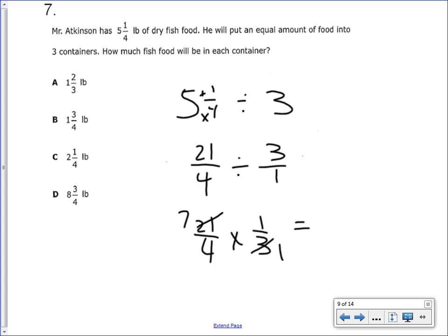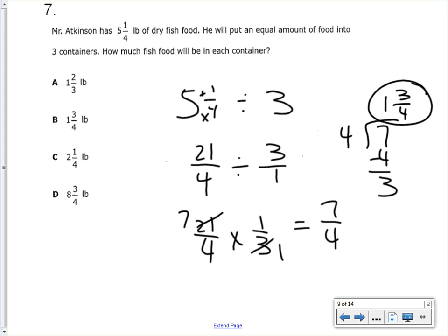So now when I multiply, I have 7/4, which I do need to change from an improper fraction to a mixed number. So 7 divided by 4. 4 goes into 7 one time with 3 left over. My answer is 1 3/4, which is B, 1 3/4 of a pound.